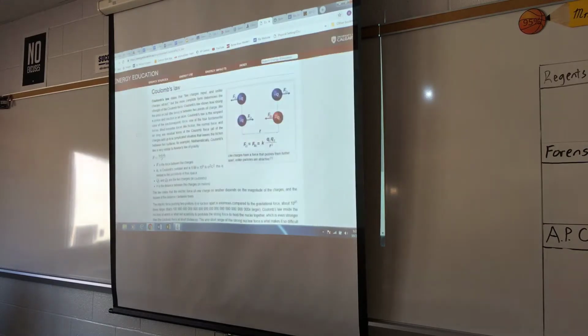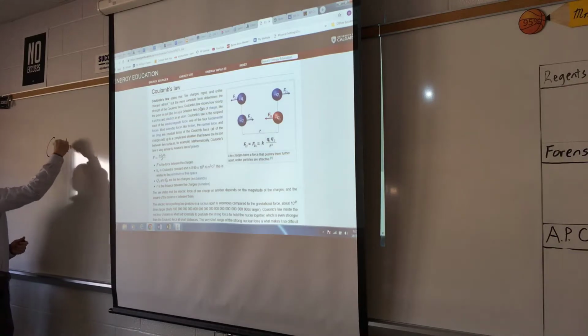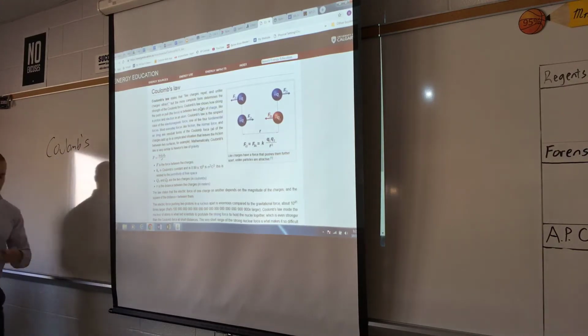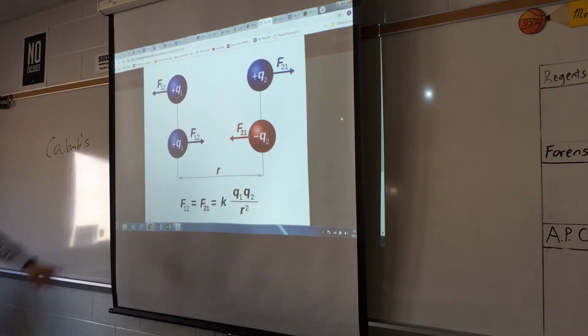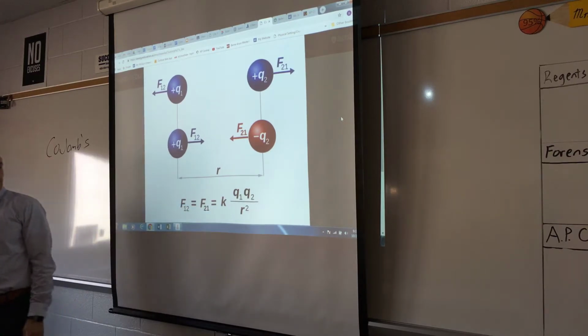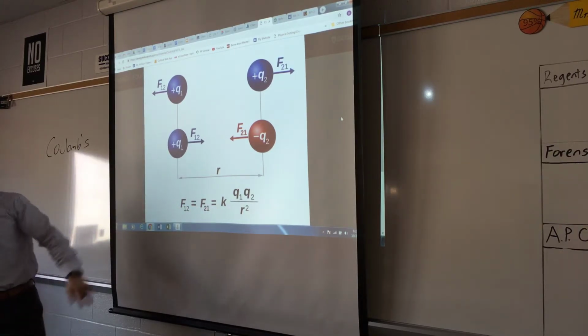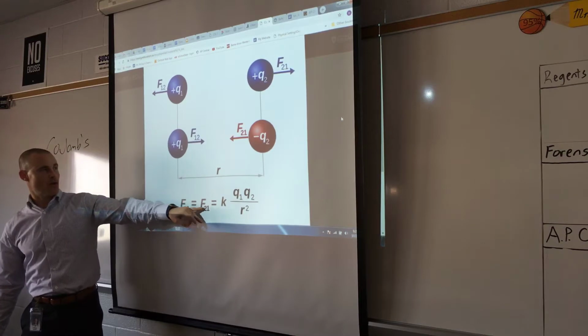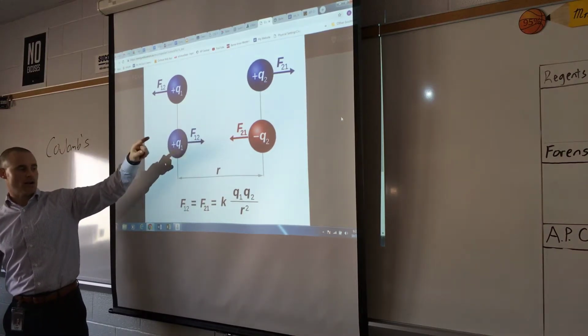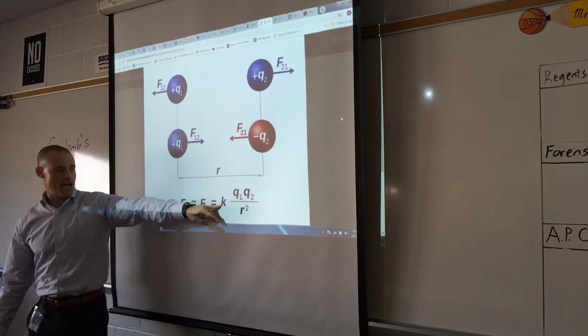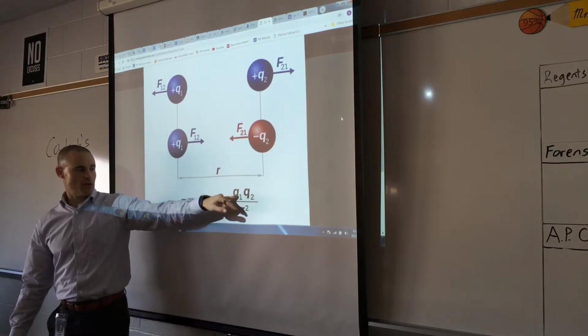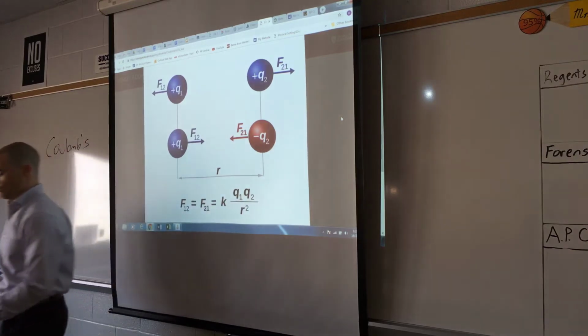Okay. Coulomb. C-O-U-L-O-M-B apostrophe S law. I'll explain it. Just write that title down and then draw that picture with the equation. This F sub 12, F sub 21, it just means 1 and 2, or 2 and 1. You don't need the 1, just write F, okay? F equals K times Q1 times Q2 over R squared.